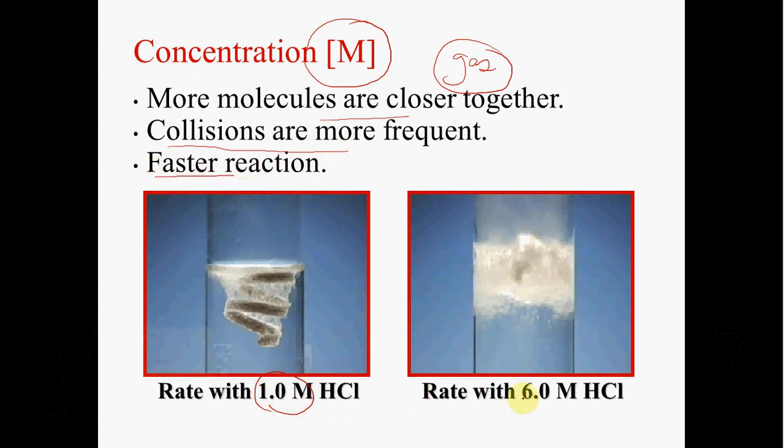So 1 molar HCl versus 6 molar HCl, it's pretty clear that the 6 molar is going to react faster, as you have more collisions that are closer together, because you literally have more molecules in contact with each other.